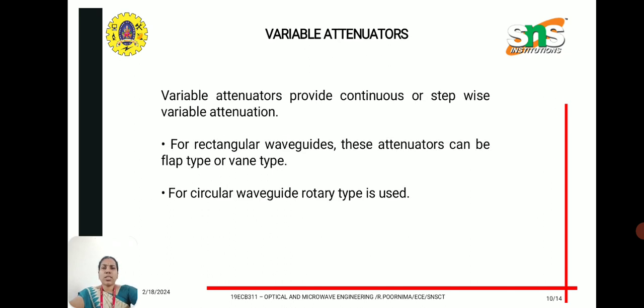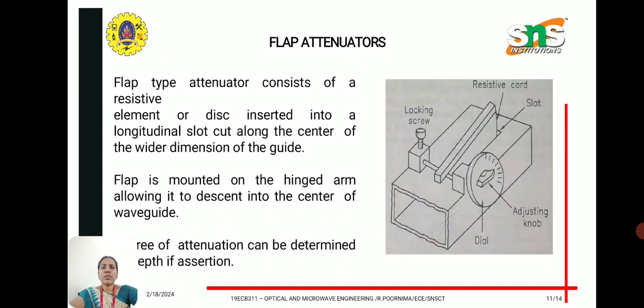And the next type is the variable attenuator. They provide continuous or stepwise variable attenuation. For rectangular waveguides, these attenuators can be flap type or vane type. For circular waveguides, rotary type attenuators are used. Generally we use flap attenuators. They consist of a resistive element or a disc inserted into a longitudinal slot cut along the center of the wider dimension of the guide. The flap is mounted on a hinged arm, allowing it to descend into the center of the waveguide.